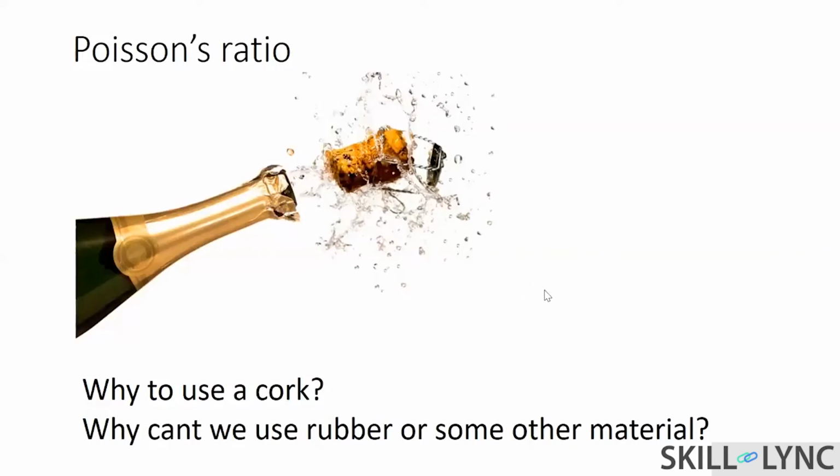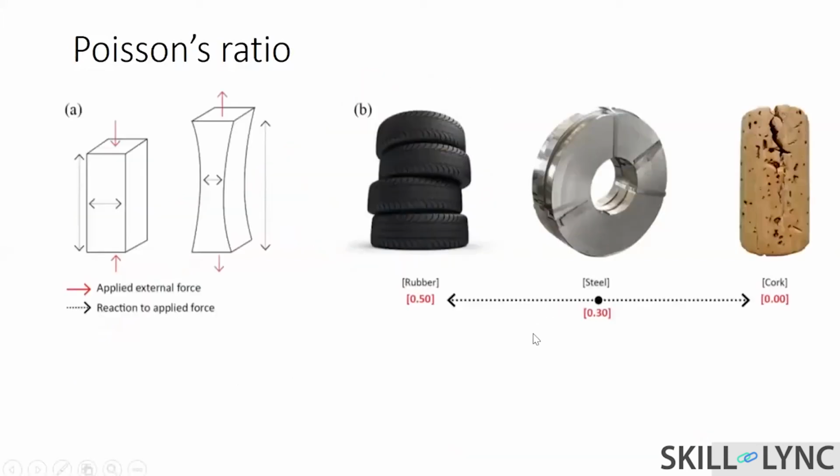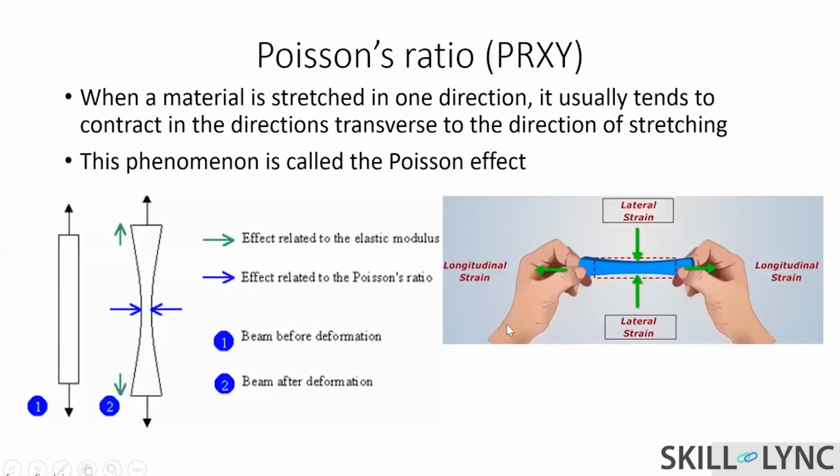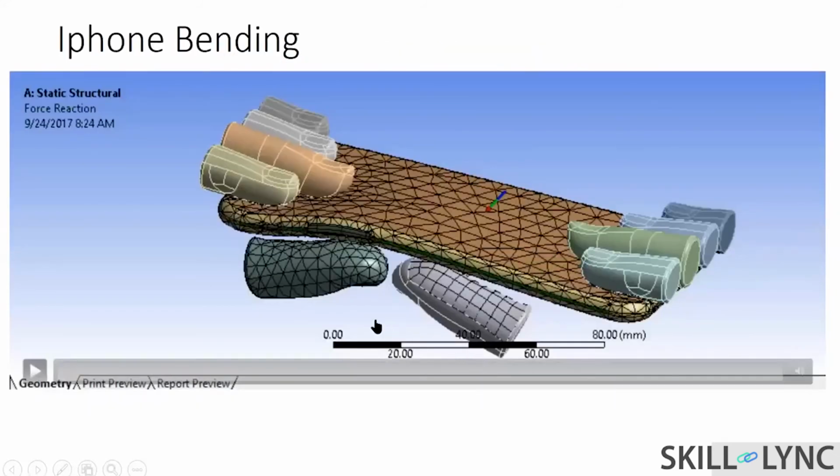I thought this example could give you insight in both ways, so I hope this was an interesting one. With that said, we have dealt with the two important properties of materials: one is elastic modulus and the other is Poisson's ratio. With that said, let's move on.